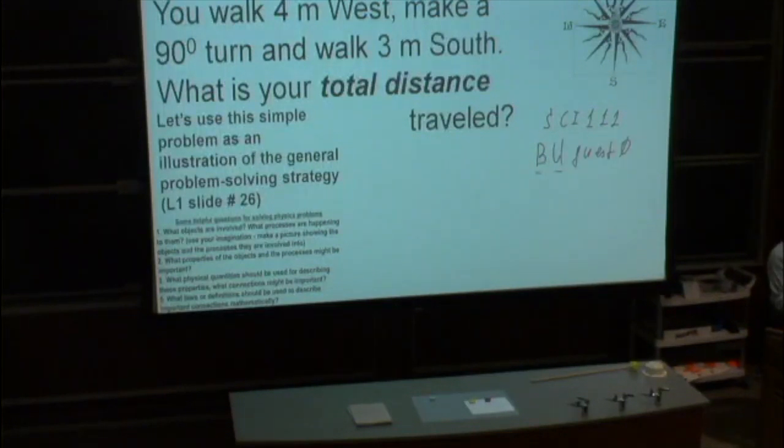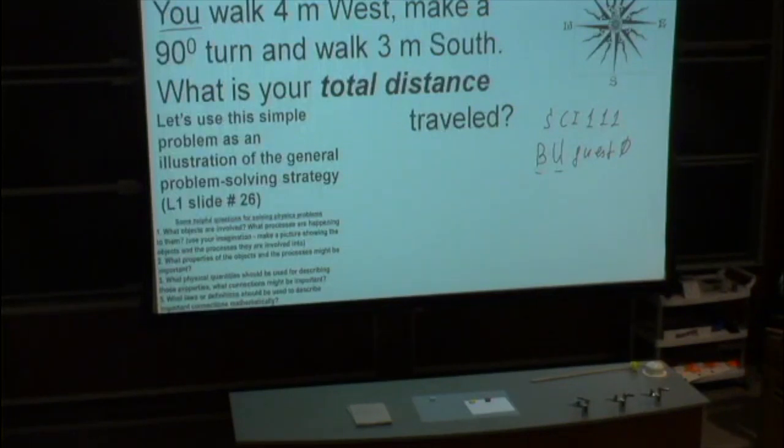All right. So, well, this is what this problem is about. How we use the general steps for solving any problem in physics. What objects are involved? Well, the object is you. Yeah. Well, we can draw a person, or does it matter how tall or how short the person is?